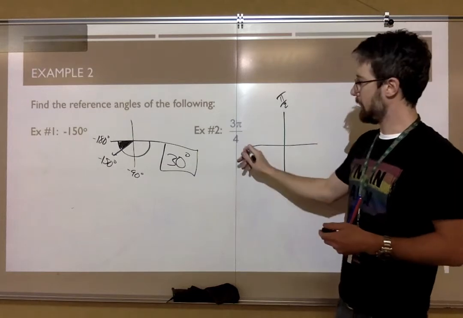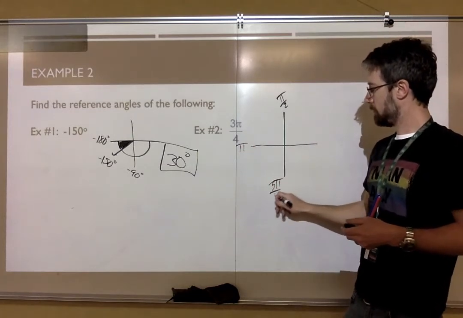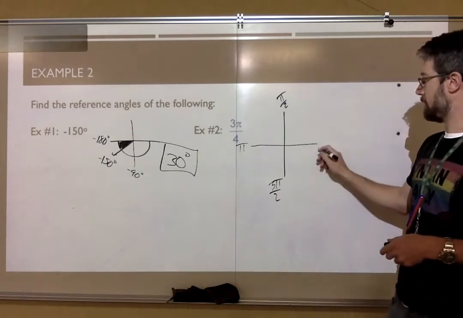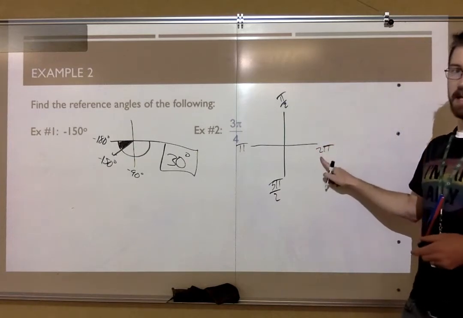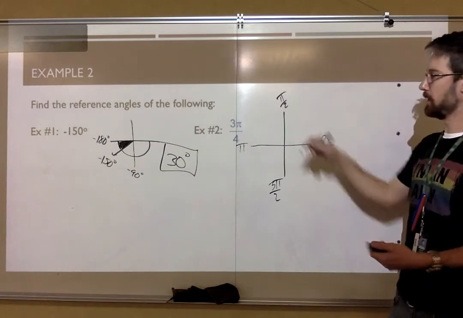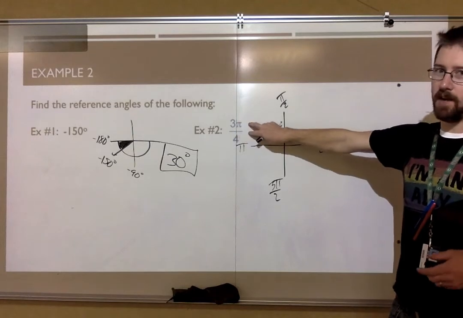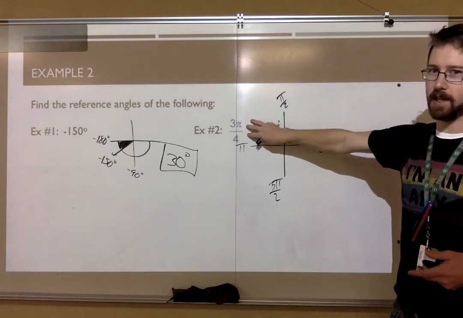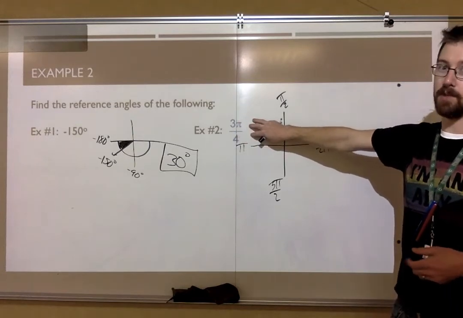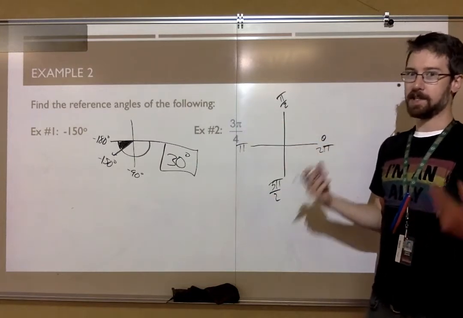Pi over 2 instead of 90, pi instead of 180, 3 pi over 2 instead of 270, and then 2 pi instead of 360. And we can throw a 0 here because we're starting at 0. This isn't the toughest radian one, but I'm going to treat it like a tough one and show you the strategy I would use if it had a weird denominator like 16 or something like that.